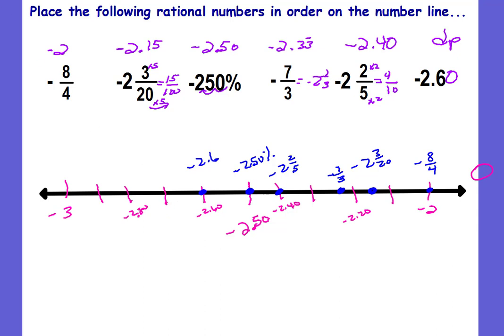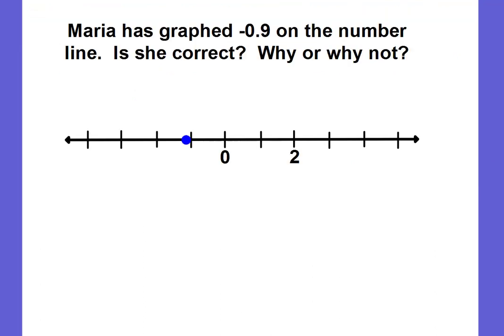If you need to, go back and rewatch it. Okay, Maria has graphed negative 9/10 on the number line. Is she correct? Why or why not?